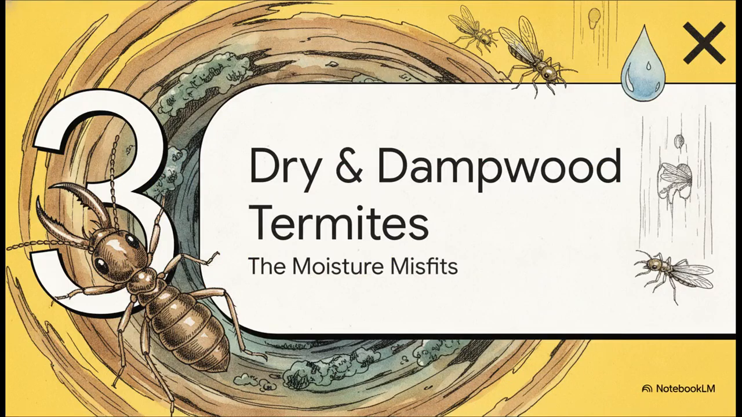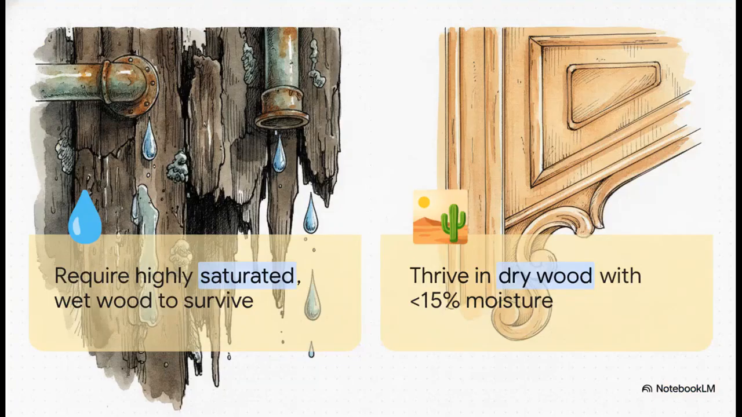Up next is Section 3, Drywood and Dampwood termites. Let's pull the files on what I like to call the moisture misfits. They operate under entirely different environmental rules than their subterranean cousins, and the contrast is pretty fascinating. Dampwood termites are exactly what they sound like. They absolutely require highly saturated, wet wood to survive, which makes them super common in areas with leaks or severe moisture issues.